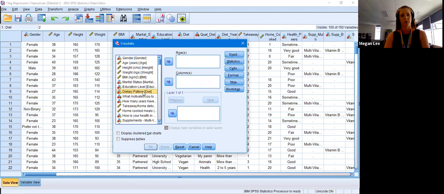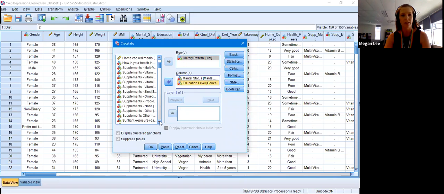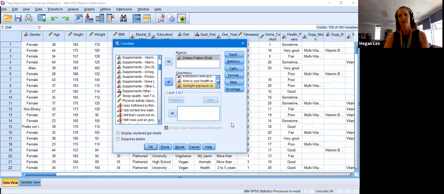So the first thing we want to do is put dietary patterns in rows. So we have our vegans, our vegetarians, and our omnivores in the rows. And then we want to look at marital status, education level, maybe health compared to other, where did that go? There it is. Health compared to other, that's it. Oh, sunlight exposure, I nearly forgot it again. And I think that's it. And then maybe some bar charts.